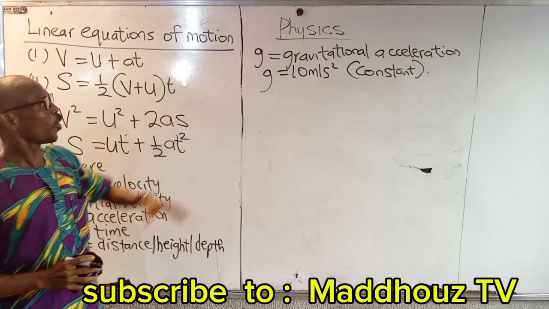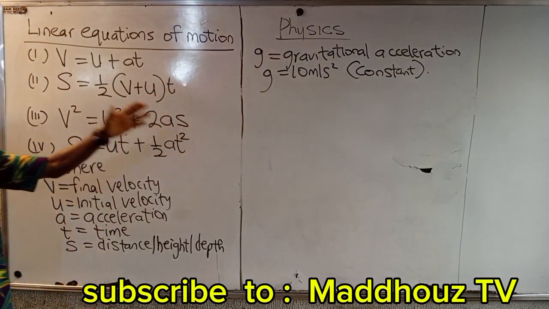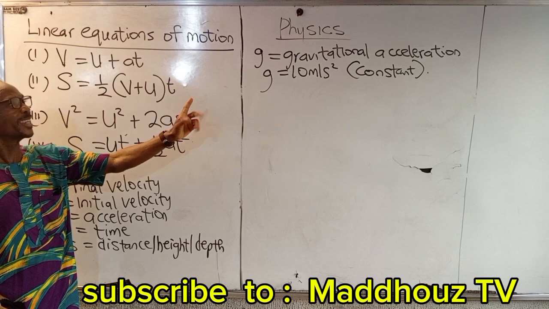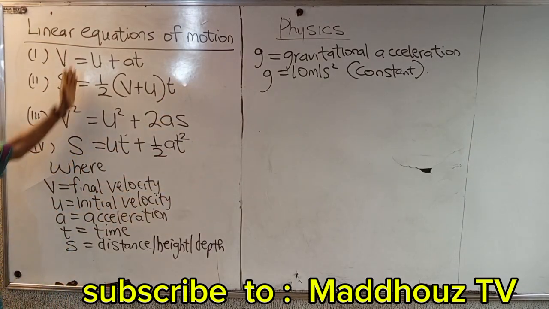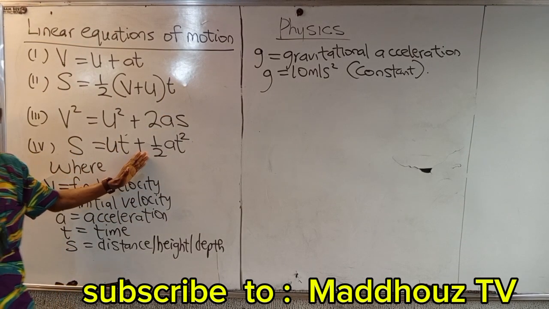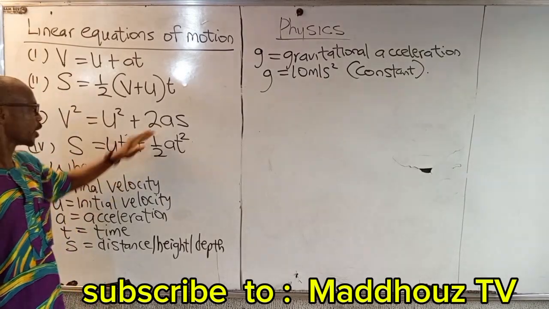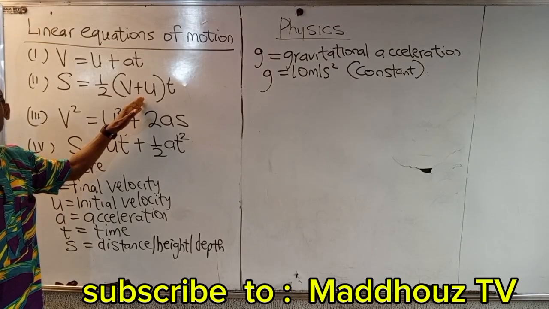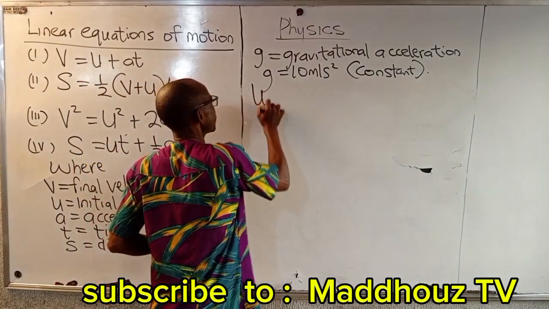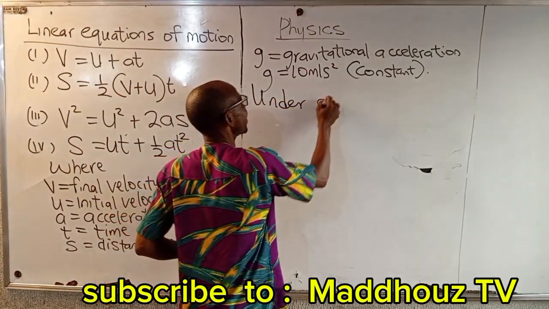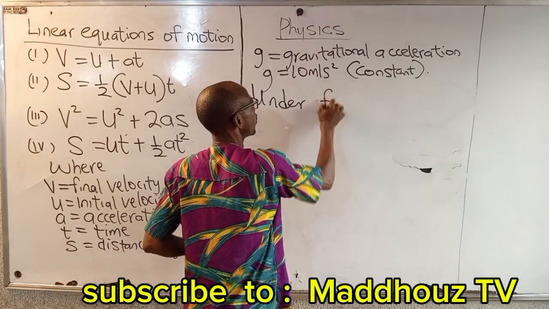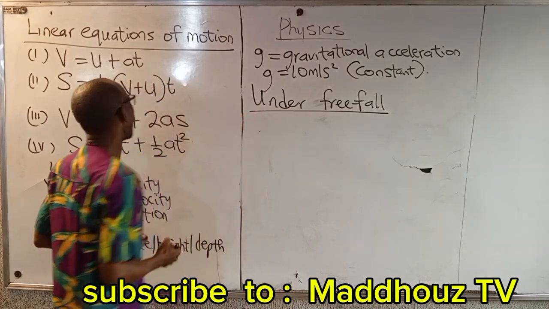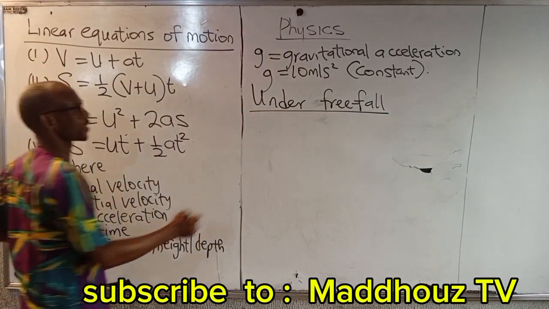Normally made use of when we are considering objects that are moving under gravity in free fall. So, if we are considering motions under gravity in free fall, in a straight line, this same equation can also be used. But the only thing that will be changing in these equations is the symbol G there. So under gravity, under free fall, we have our equations as this.